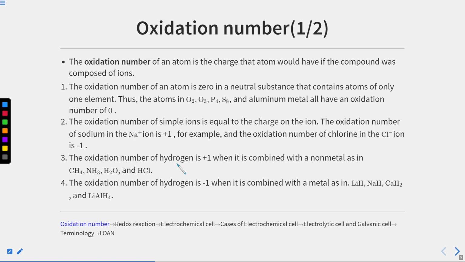I said if the compound was composed of ions, but since not all compounds are composed of ions, some have covalent bonds, some have coordinate bonds, and different types of bonds exist in chemistry. Right now I am considering that they are all composed of ions. Then in that case, what will be the charge? This is done by using oxidation number. What is the use of assigning oxidation number?